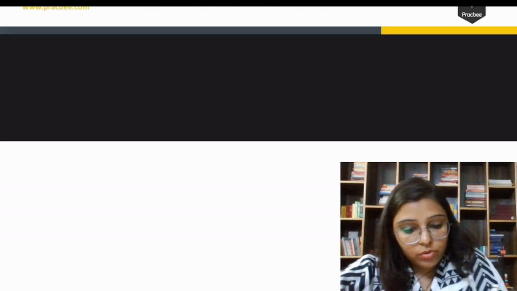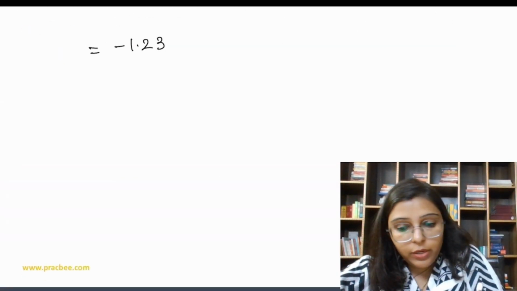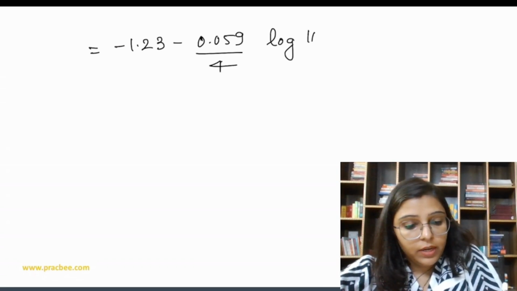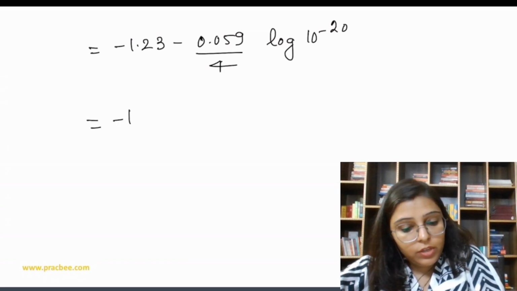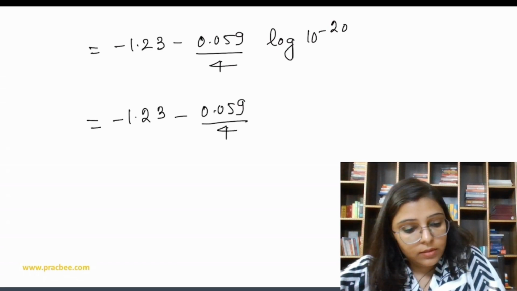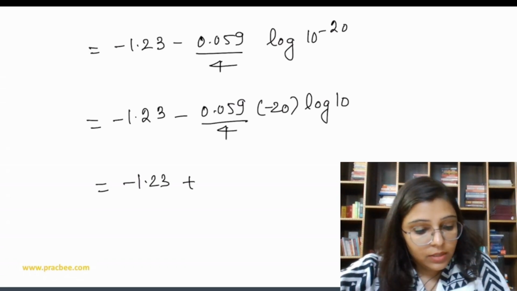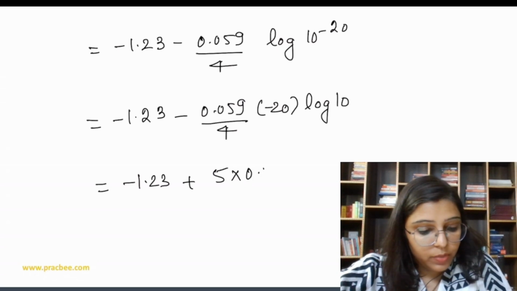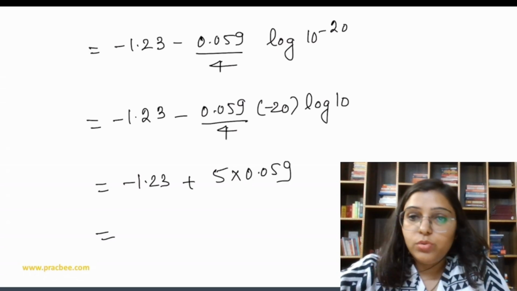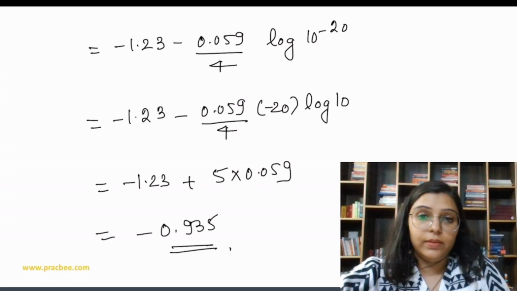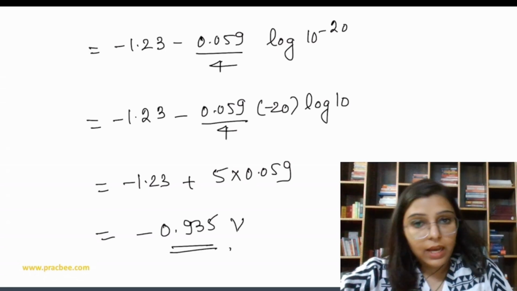So on solving, what do we get? Minus 1.23 minus 0.059 upon 4, and this is log of 10 to the power minus 20, which gives minus 20 log 10. So minus 1.23 plus 5 into 0.059. Once you solve, you get 0.935 as the answer. So 0.935 is the answer.